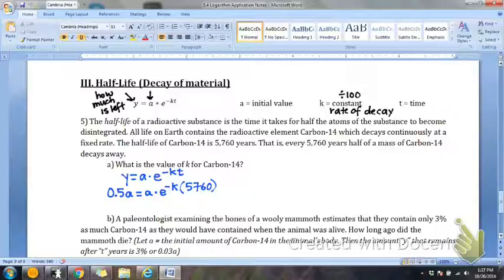We can go ahead and get rid of, if we're trying to solve for K, it makes sense to get rid of these A's first. Okay, drop those out. How can I get rid of A? What can I do to get rid of it? Good, divide on both sides. So I'm going to divide this side by A and this side by A. So on both sides, my A cancels out. So I'm left with 0.5 equals E to the negative 5,760K.